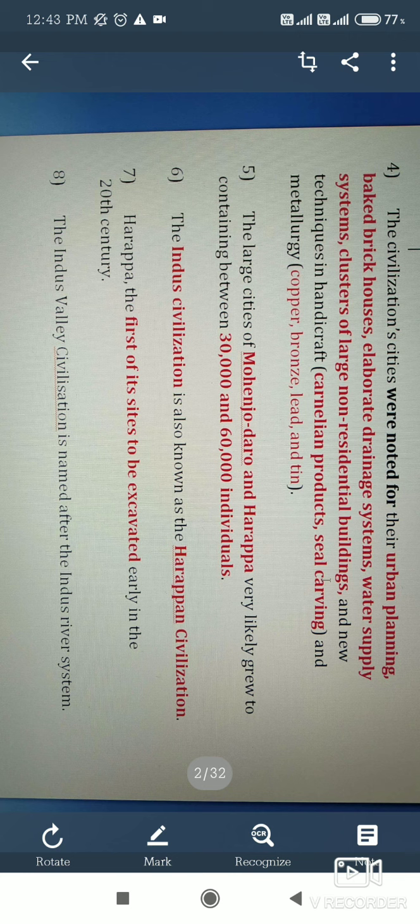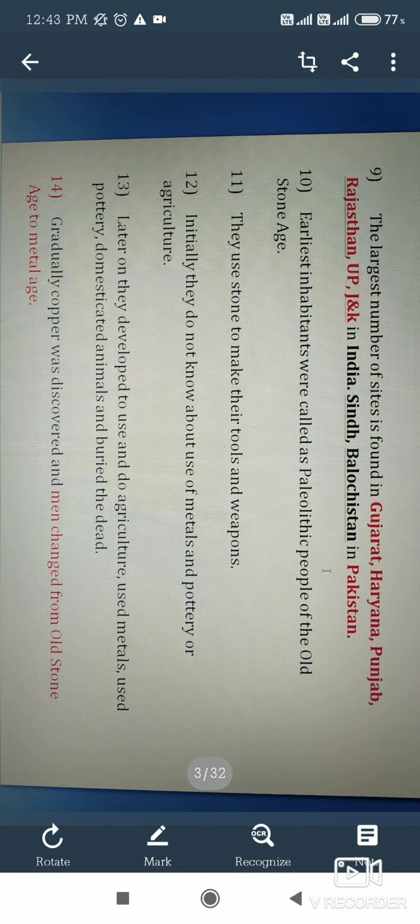Then we will go to point number 9. The largest number of sites is found in Gujarat, Haryana, Punjab, Rajasthan, UP, and Jammu and Kashmir in India. These places are in India, and Sindh and Balochistan are in Pakistan. So the Harappan civilization was found in Pakistan as well as in India. These are the areas.